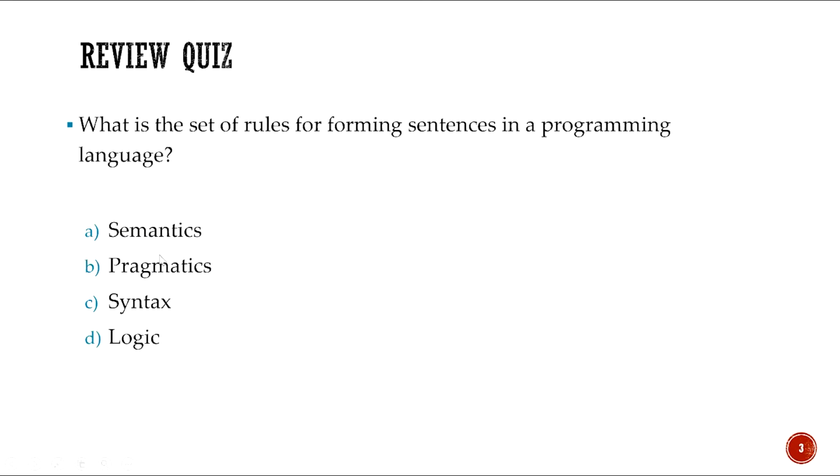If you remember, we always use the print statement to show the value of variables and the results of the code. The next question is, what is the set of rules for forming sentences in a programming language? Semantic, pragmatics, syntax, or logic? Semantic is the study of relationship between words and how we draw meaning from those words. But if you remember, we discussed the definition of syntax, which is a set of rules for forming sentences in a programming language. So each programming language has its own syntax. So the right answer is C.